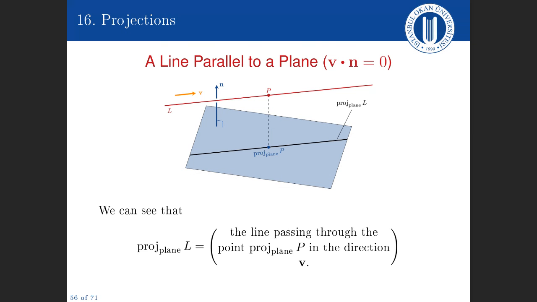Case 2, a case where we have a line which is parallel to the plane. We know we have this case when the vector v is orthogonal to the vector n. How can we check if two vectors are orthogonal? We can calculate their dot product. If their dot product is the number 0, then we know that we have orthogonal vectors.